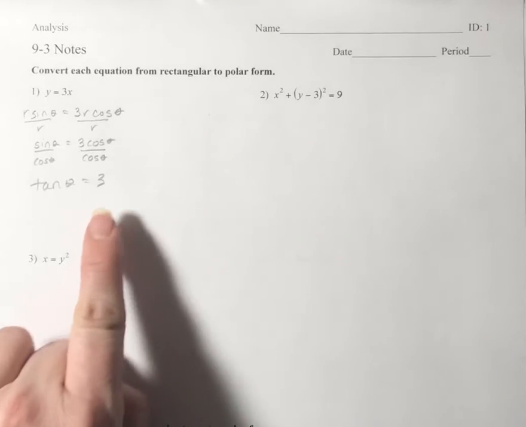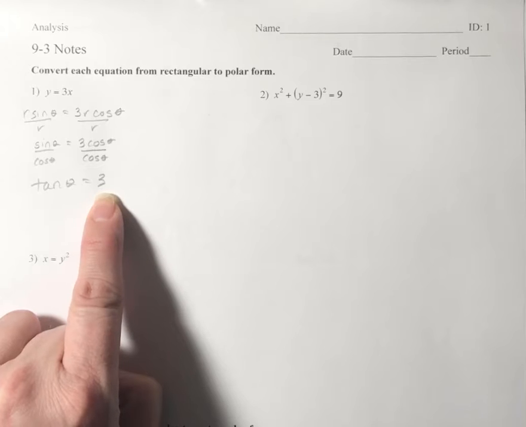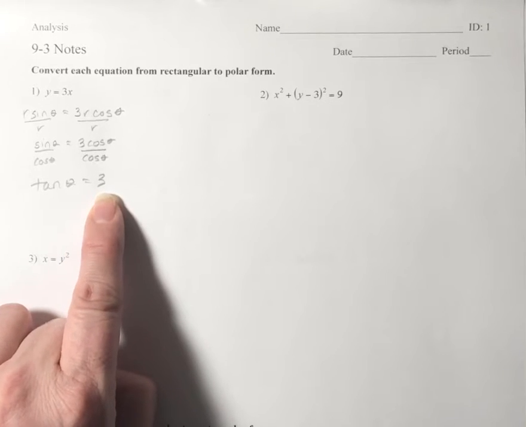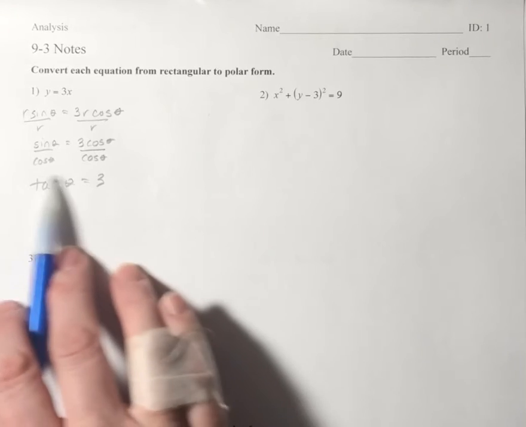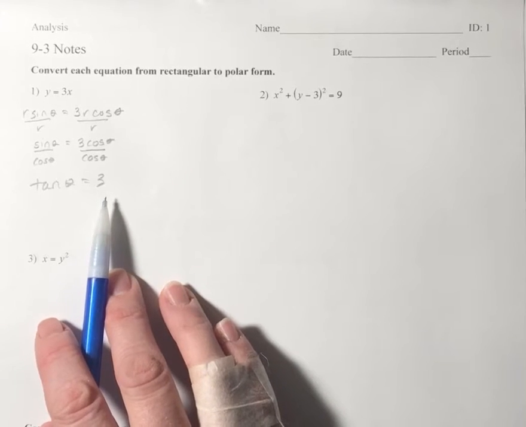If you could nicely go further, okay? So let's say this was tangent of theta equals pi. Then you would say theta equals 0, and you would continue on. But this is not a nice number, so that's as nice as we could leave it as an exact answer, so we're going to leave it tangent of theta equals 3, okay?